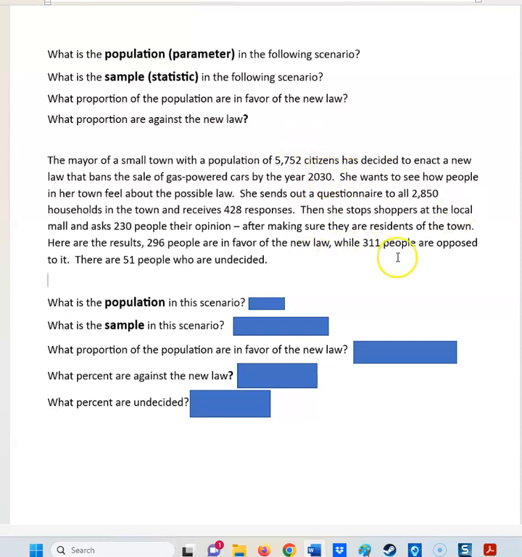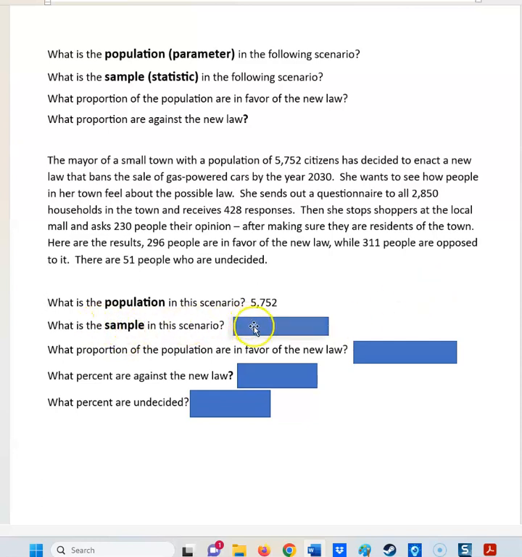So you have to ask, what's the population in this scenario? We have all kinds of numbers in here, but there's only one that describes what this mayor is interested in before she starts to bring a bill forward, and that is, how do people in this town feel? And there are 5,752 people in this town. That is her population that she's interested in. That's why when she's asking opinion at the mall, she makes sure they're residents of the town. She doesn't want to know how people from 20 miles away feel.